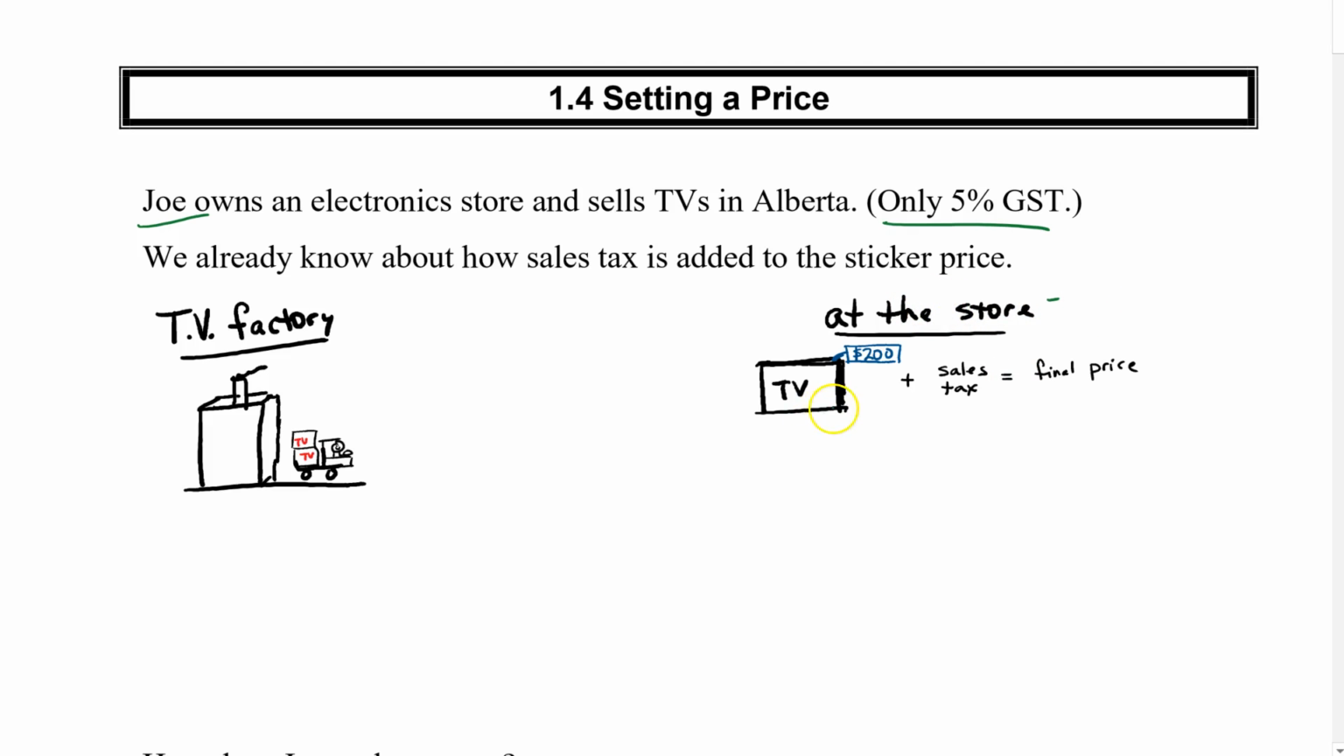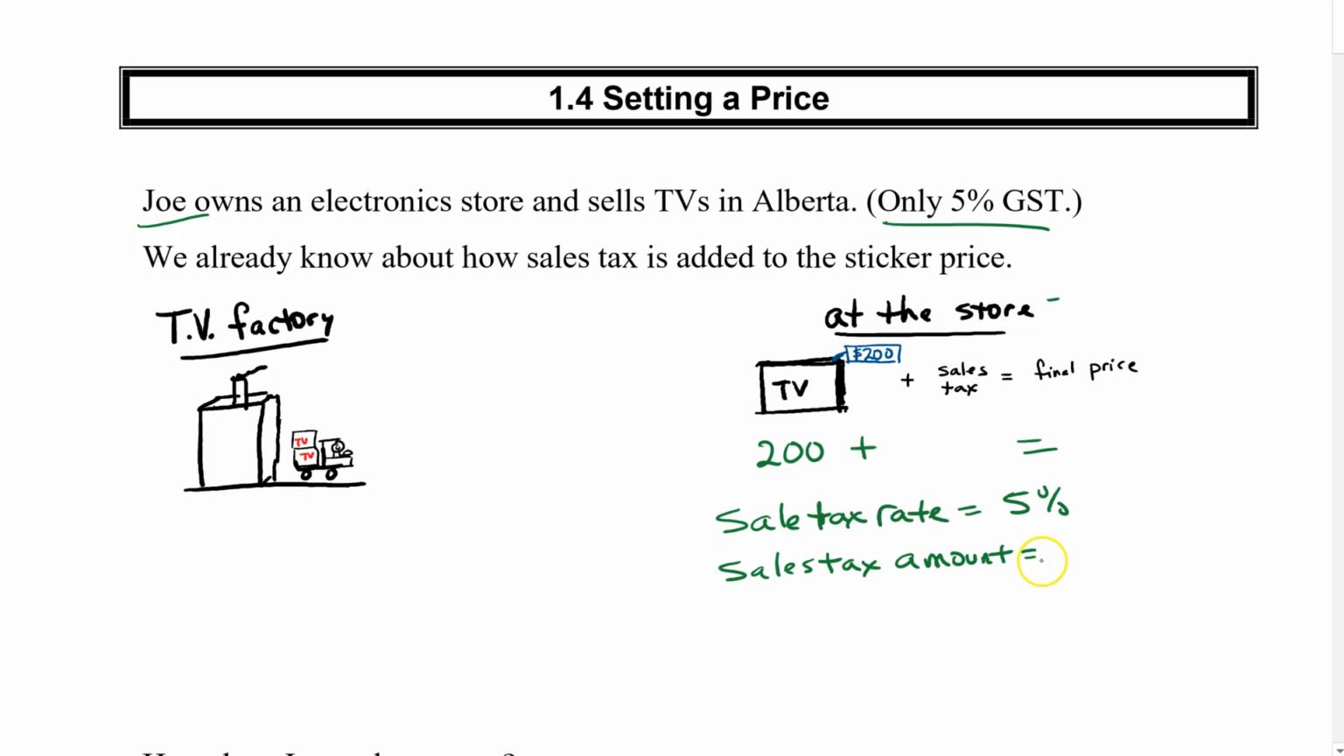Let's take a look on the right-hand side here. We're at the store. Here's the TV sitting on the shelf. It's got a tag of $200, and I was wondering if I was going to buy that. I would say it's going to cost the original $200 plus some amount of money, and then that's going to be equal to my final price. Well, my sales tax rate is 5%, but the amount of sales tax, so I'll say sales tax amount.